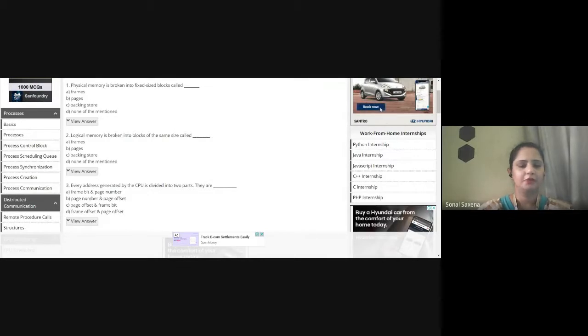So physical memory is broken into fixed sized blocks, which is called the frames, the pages, the backing store, or none of the above. So it is very easy to answer. We have just seen all these things. Secondly, the second question says, logical memory is broken into blocks of the same size, which we call the frames, the pages, the backing store, or none of the above.